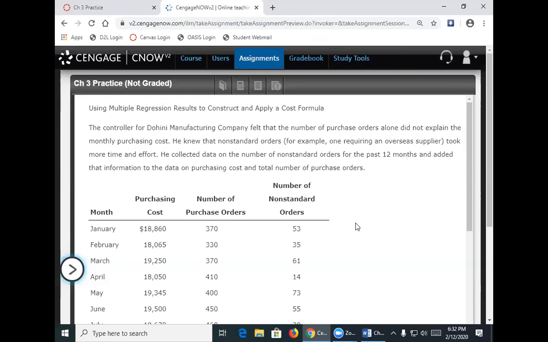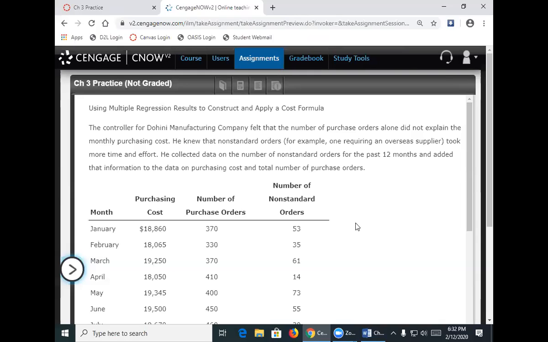So a multiple regression is just when we think there's more than one cost driver. So more than one activity that's driving this total purchasing cost. And again, it just helps us kind of drill down a little bit and estimate our costs better. Because if we base it just on purchase orders, but non-standard orders are taking up a lot of time, we may not be planning and estimating our costs accurately.